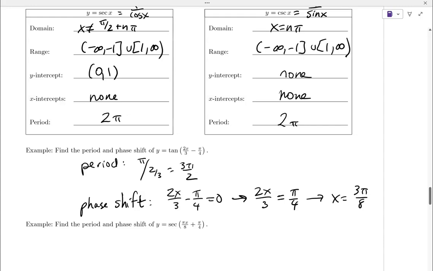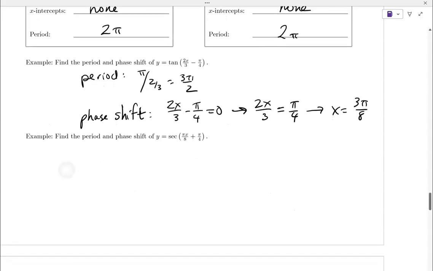And again, since this is positive, which way does the graph get shifted? To the right, right? Remember that when we do this solving, the positive actually tells us we go to the right. If we were negative, we actually go to the left. That okay? What do you think we would do for this next example that I have here to find the period and the phase shift? What do you think you would do?